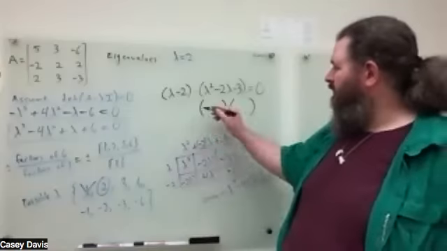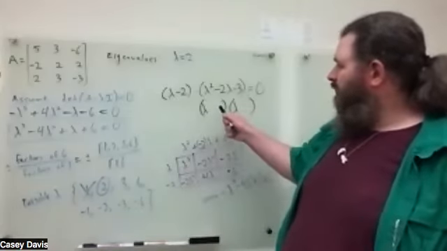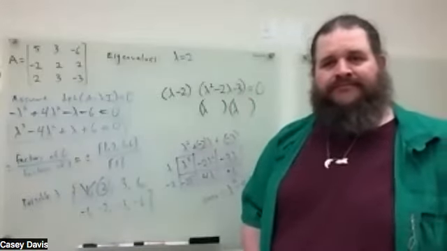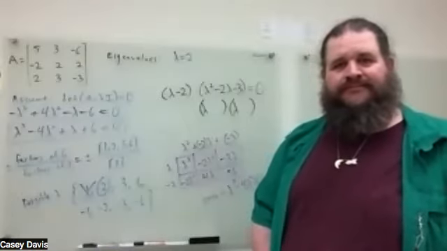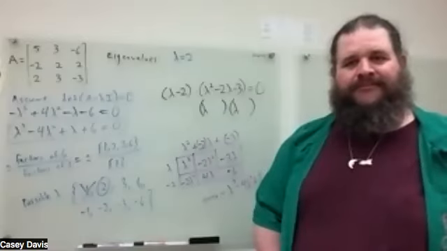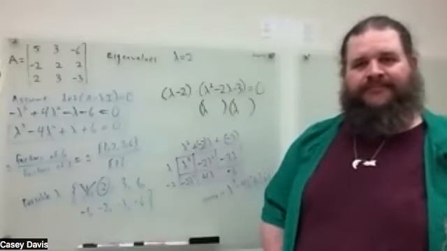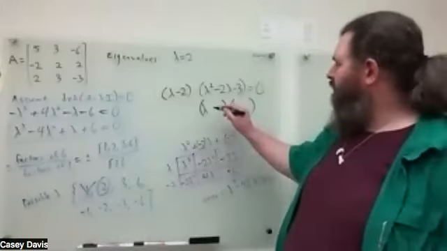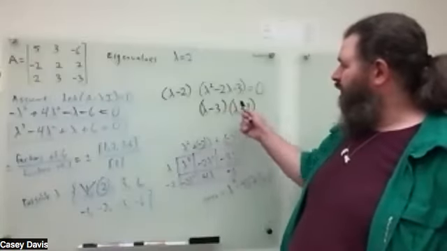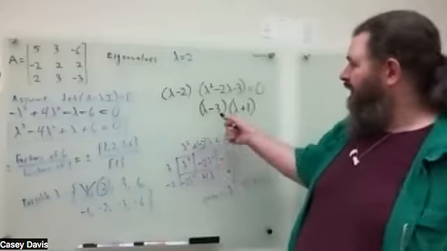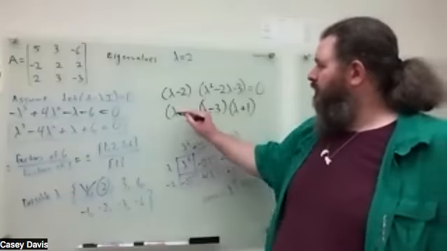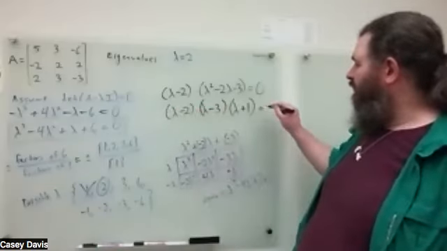We want values that multiply to lambda squared, so lambda times lambda. Do we have some values that multiply to -3 but add up to -2? Yeah, lambda minus 3 times lambda plus 1 should do it, because that way -3 lambda plus 1 lambda adds up to -2 lambda, but -3 times 1 is -3. So this would be factored form. Lambda minus 2 times lambda minus 3 times lambda plus 1 equals 0.